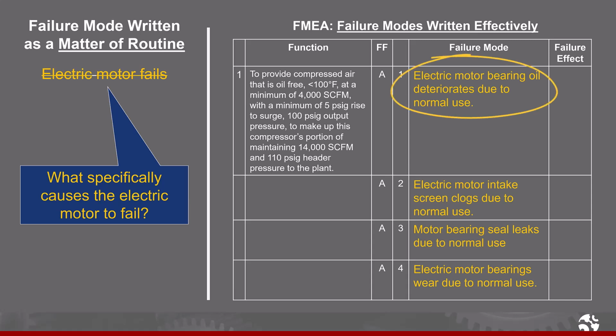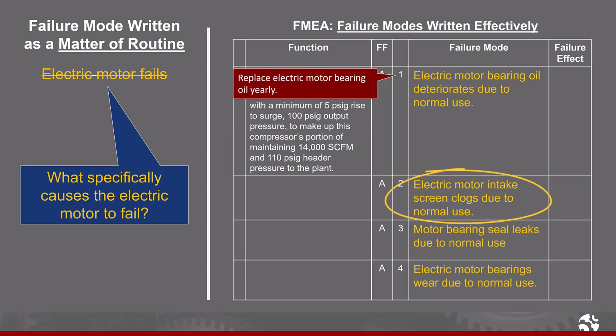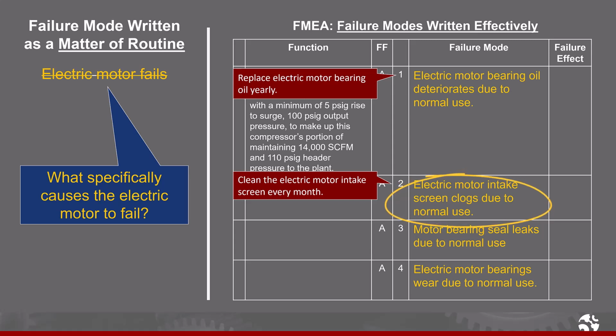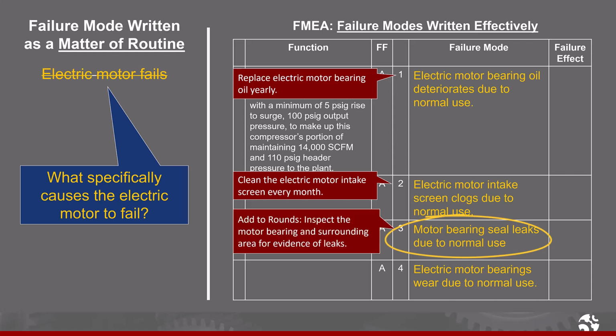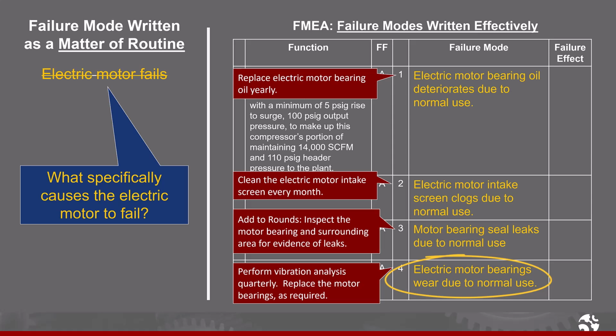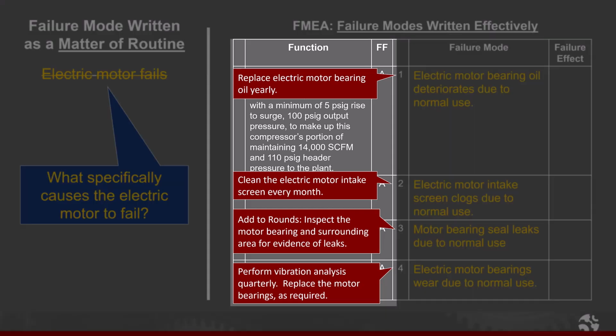For electric motor bearing oil deteriorates due to normal use, we decide to replace the electric motor bearing oil yearly. For electric motor intake screen clogs due to normal use, we clean the electric motor intake screen every month. For motor bearing seal leaks due to normal use, we inspect the motor bearing and surrounding area for evidence of leaks on rounds. And for electric motor bearings wear due to normal use, we perform vibration analysis quarterly and replace the motor bearings as required. You can see that we have arrived at 4 different failure management strategies.